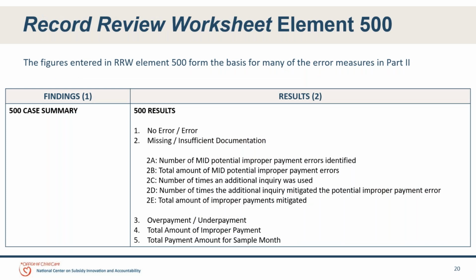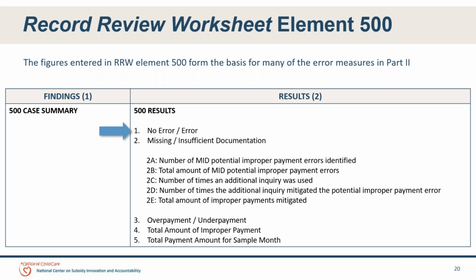Before we dive into the items that make up part 2 of the 404 report, I want to take a step back and show you one of the elements from the record review worksheet. This is element 500. If you are someone that conducts reviews or supervises reviews, this probably looks pretty familiar to you. But if you're not super familiar with the record review worksheet, I'll give you a quick crash course in this element. For each of the case reviews that are conducted, the reviewer enters their findings into this part of the record review worksheet.